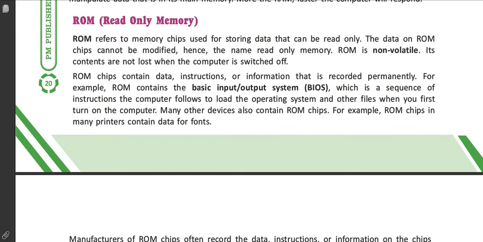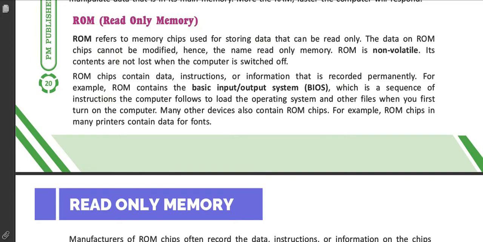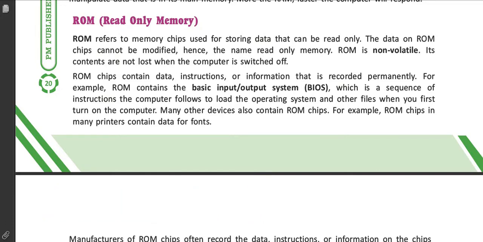So today we will continue our read-only memory. Read-only memory refers to memory chips that are used for storing data that can be read only. The data on ROM chips cannot be modified, hence the name read-only memory. ROM is non-volatile, its contents are not lost when the computer is switched off. And the ROM chips contain data, instructions or information that is recorded permanently.